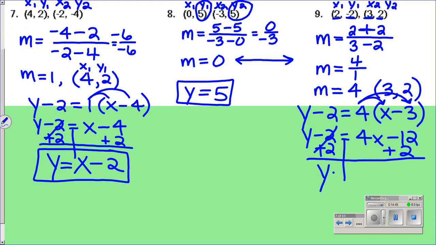So we get y equals 4x, -12 plus 2 is -10, so minus 10. So your final equation in slope-intercept form is y equals 4x minus 10. This line has a slope of 4. It has a y-intercept of negative 10.